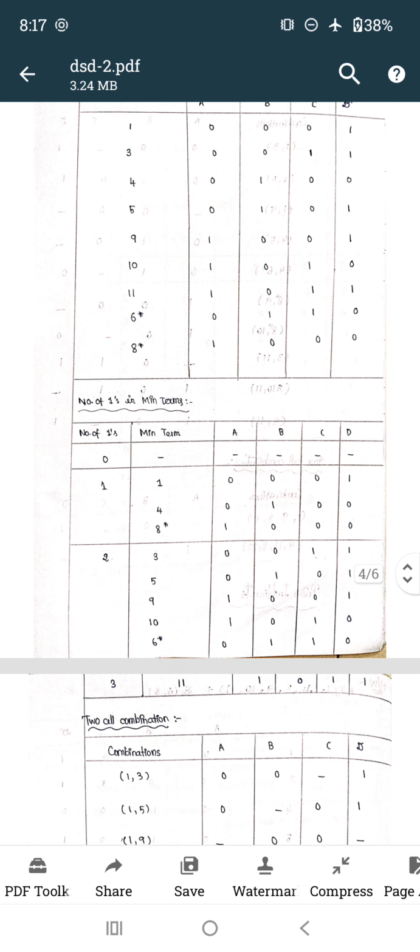In zeros ones there are none, so put a hyphen for this. Then single ones: in this case 1, 4, 8 are the single ones. In the case of 2 ones, 3, 5, 9, 10, 6 are the 2 ones. In the case of 3 ones, 11 has the 3 ones.